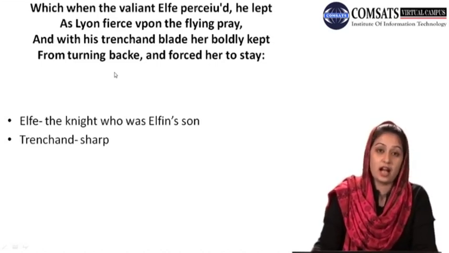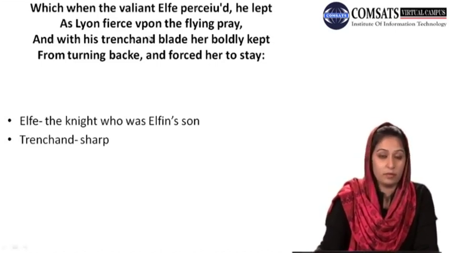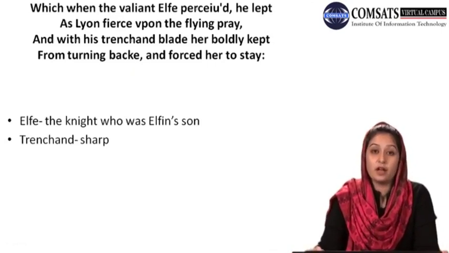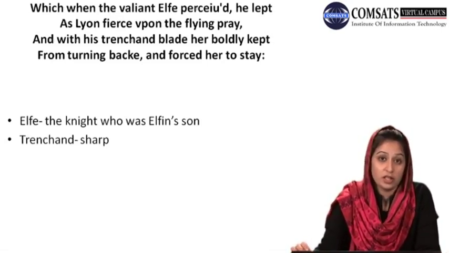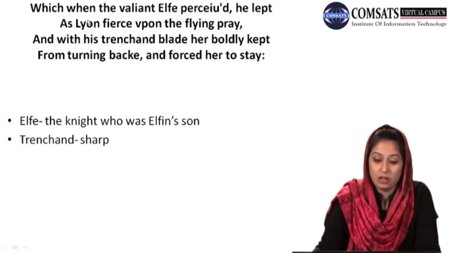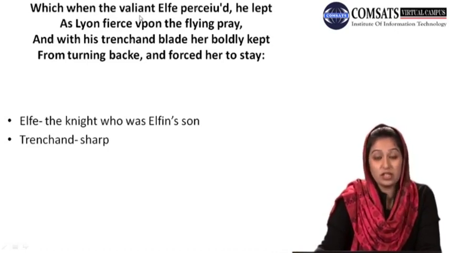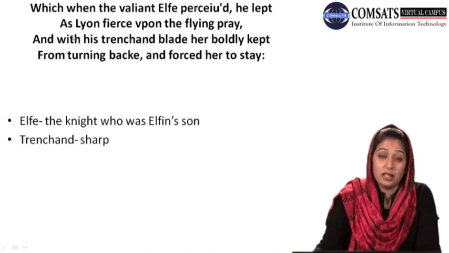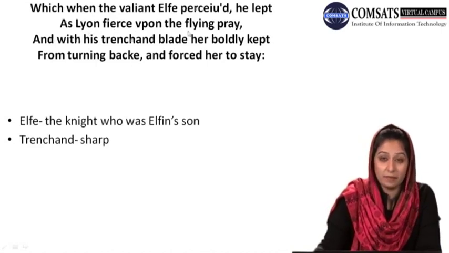The knight who had come to fight against the dragon, against the monster, first he looked at the condition that there was a huge monster inside having a long tail, and on the other end of the tail there was a poisonous sting also, and which when the valiant elf, valiant elf refers to the knight, the elfin's son, he leapt on that monster as lion fears upon the flying prey.